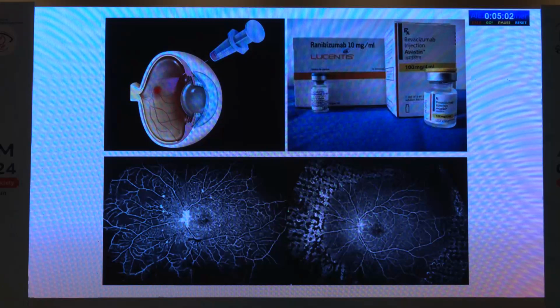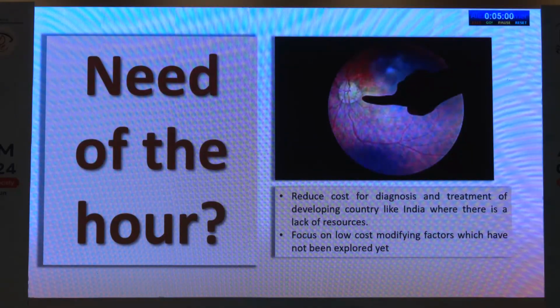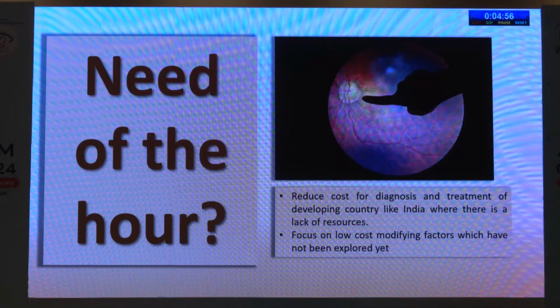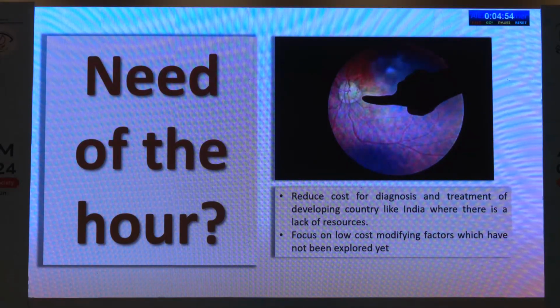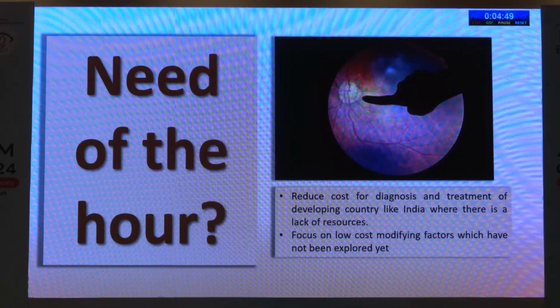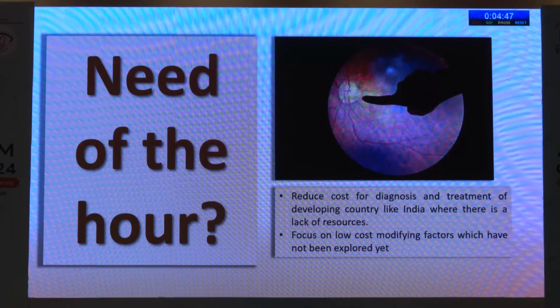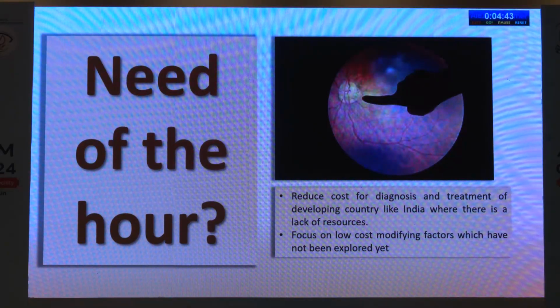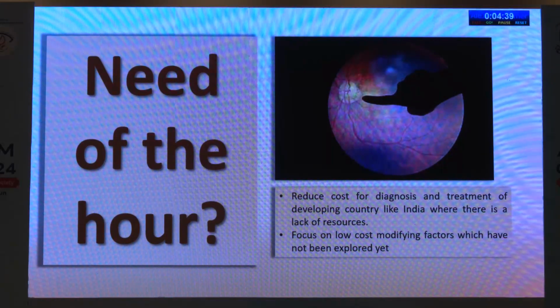Many more are going to come, but what is the need of the hour? With 1,000 retina doctors, can we control this menace of diabetic retinopathy? Or will the country go blind? So we have to think of something different from what we are already doing. The need of the hour is to reduce the cost of diagnosis and treatment for a country like ours, where there is a lack of resources.